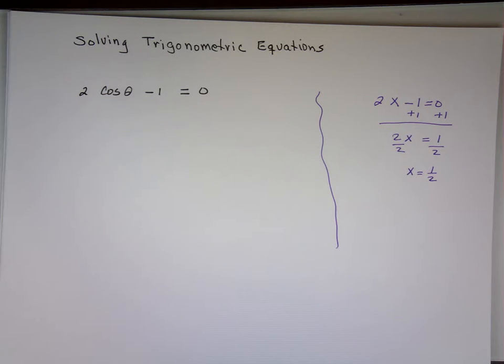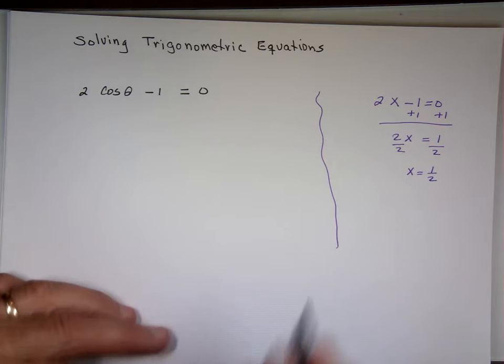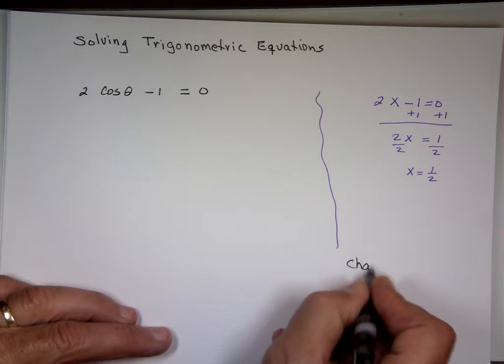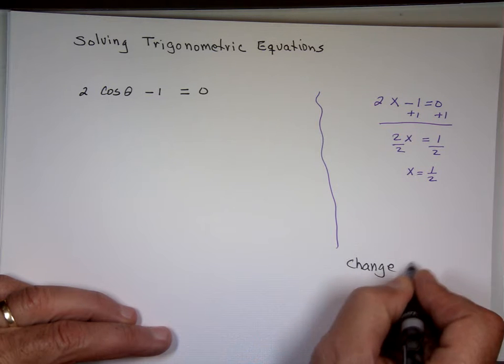We're going to take the minus 1 to the right side, either by adding 1 or when you move it from one side to the next side, what happens? You change the sign. Change side, change sign. When you have an equation, just remember that. Change side, change sign.